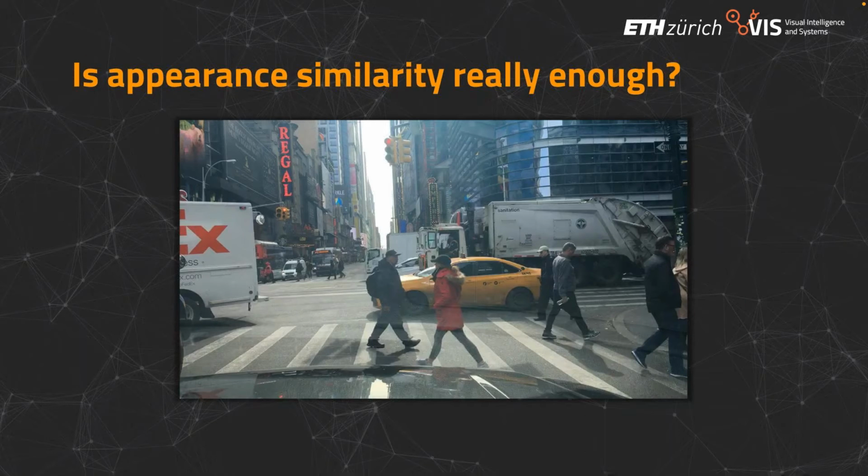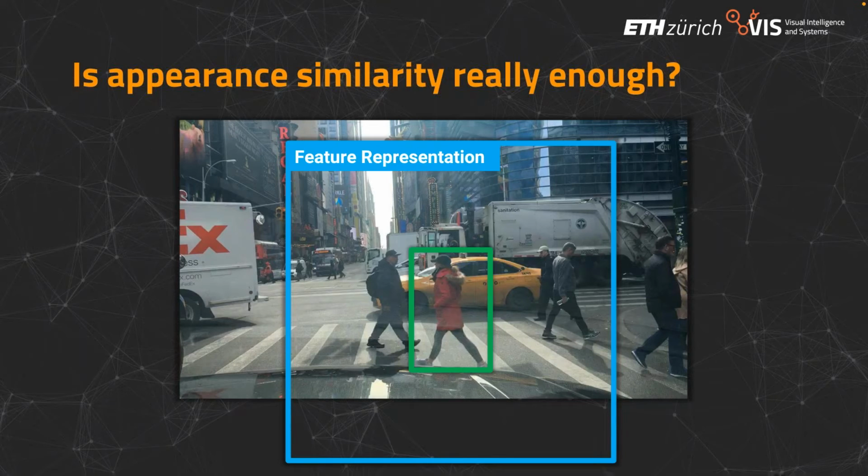So one afterthought here is, you may ask, is appearance similarity really enough? The answer actually is, it may not be perfect, but it may be more than enough than we might imagine. For example, when we consider this person, the similarity embedding of this person actually considers a much larger region. And with this region and this representation, it can also encode some location information. And the network can learn how to use that location information when it becomes necessary.